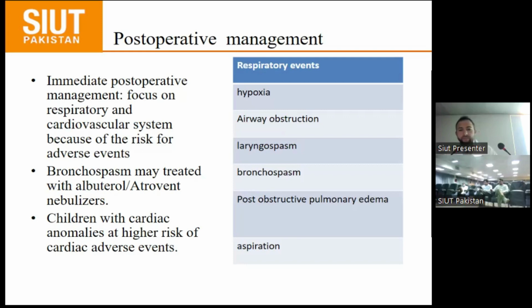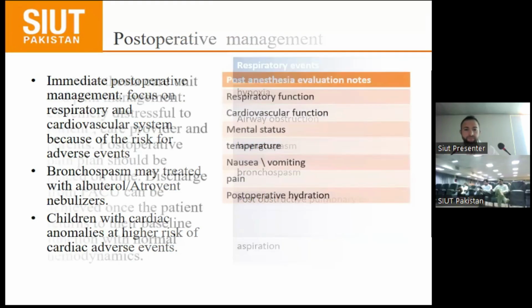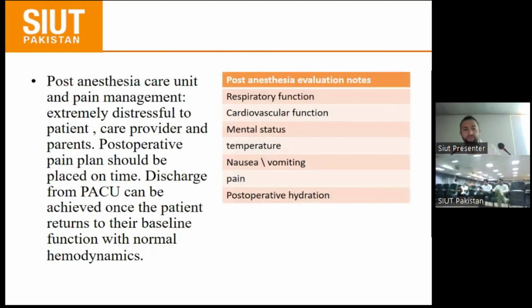So in the postoperative patient, respiratory problems like hypoxia, airway obstruction, laryngospasm, bronchospasm, postoperative pulmonary edema and aspiration can occur. So it should be in the priority list. Post anesthesia care unit and pain management are extremely distressful to patient, care provider, and parent. So the postoperative pain plan should be placed on time. Discharge from the post-anesthesia care unit can be achieved when the patient has returned to their baseline function with normal hemodynamics.